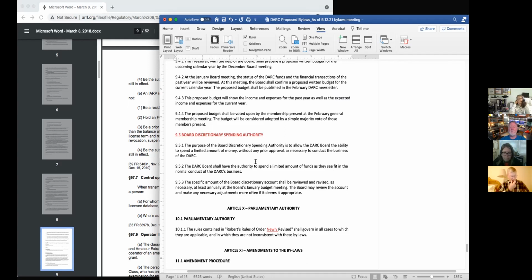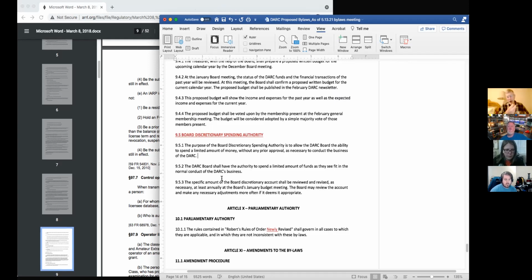We either need to define limited or we need to put a control on who can do it. Well, it says 953, the specific amount was reviewed and revised at least annually in the budget meeting. So I interpret that as it's set in the budgetary review with the treasurer and then approved by the membership in the following meeting. We've usually got a discretionary amount in the budget. And we would just need to say limited to the amount in the budget or something.